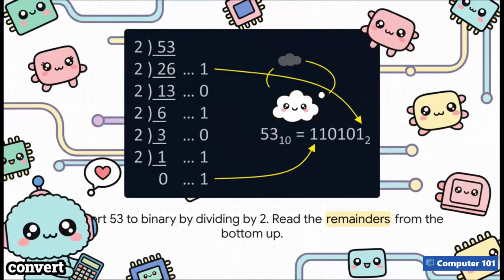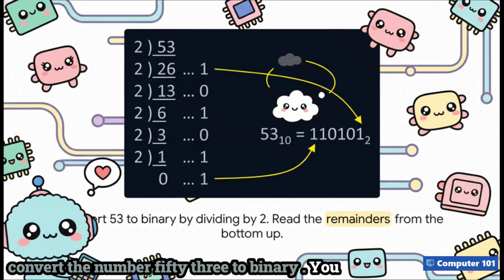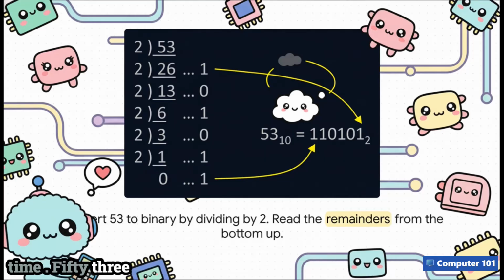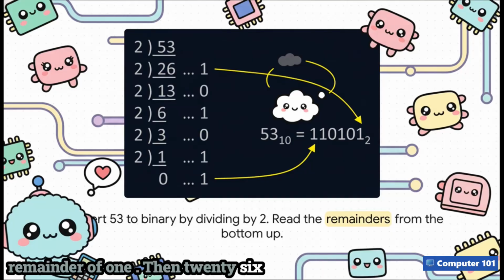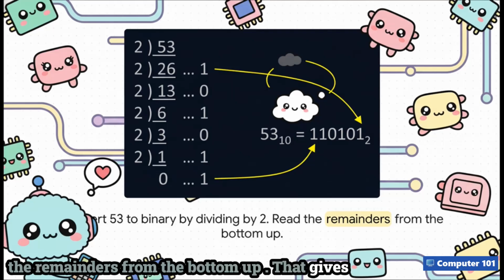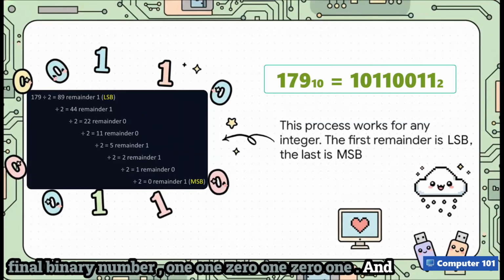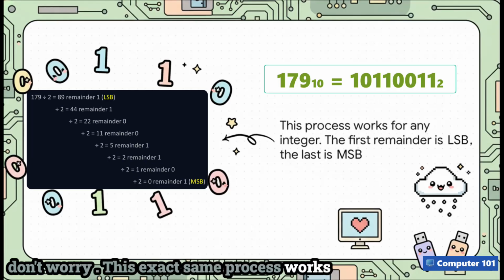Let's say we want to convert the number 53 to binary. You just keep dividing it by 2 and write down the remainder each time. 53 divided by 2 is 26, with a remainder of 1. Then 26 by 2 is 13, remainder 0. You just keep going. Now, here's the most important part. You cannot forget this. You read the remainders from the bottom up. That gives you the final binary number, 110101. And don't worry, this exact same process works for any number.